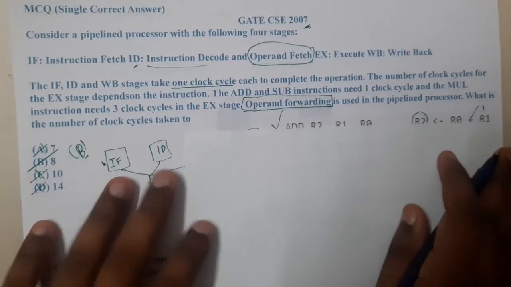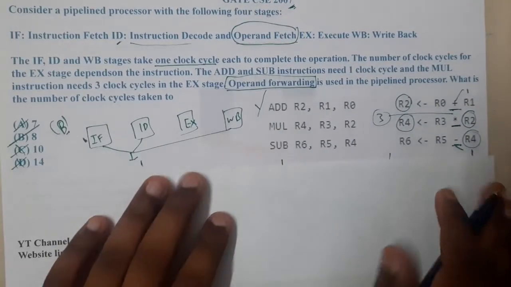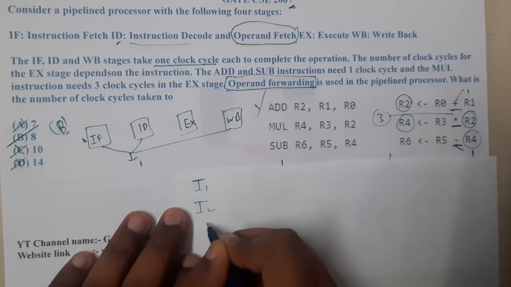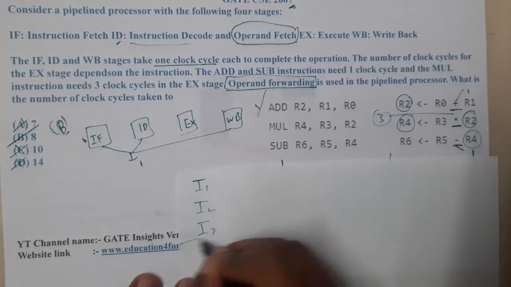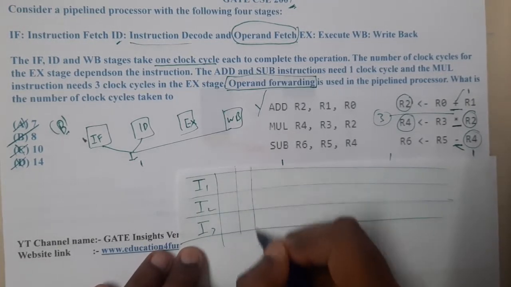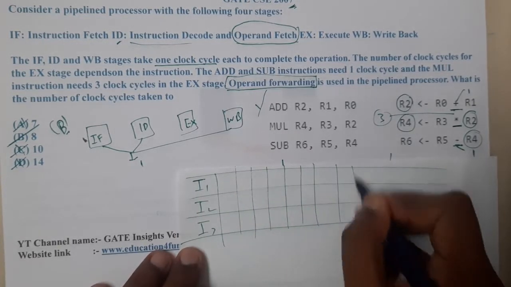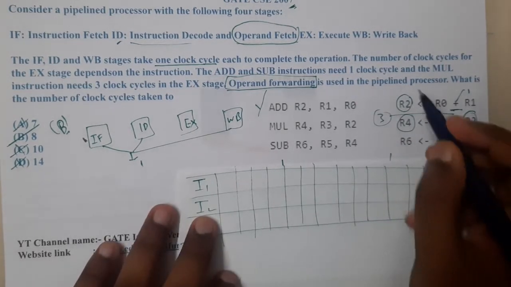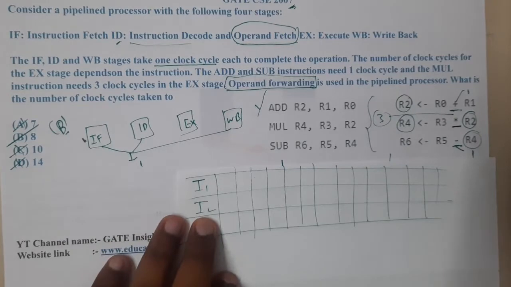So let us start solving the question. First of all, how many instructions are there guys? 3 instructions. So I1, I2, I3, right? Yes. So let me draw the table as usual. Every time we are drawing a table, right? Okay, yes. So first of all, is there any data dependency in the given data guys?